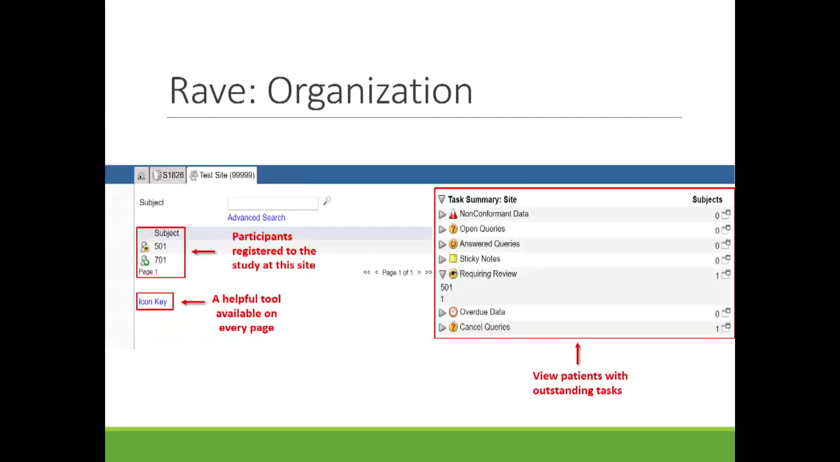So this is what it looks like once you've selected a study, and we are at the site level. For this example, we've selected S1826 and a test site. Highlighted in your upper left-hand corner is the list of patients registered to the study at the site. And to your right is the task summary, which displays outstanding tasks that can be viewed by clicking the arrow or the triangle next to each category. And since Rave is very icon heavy, as you may know, there is an icon key available on every page highlighted underneath the subject list. And for all other forms, they're going to be towards the bottom of the forms.